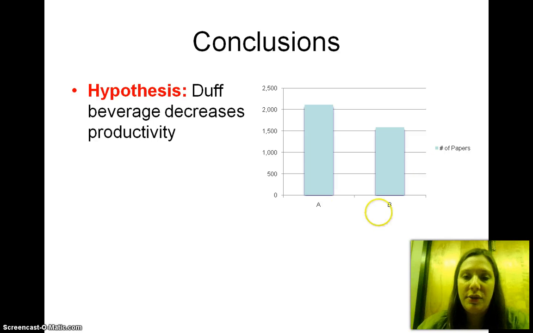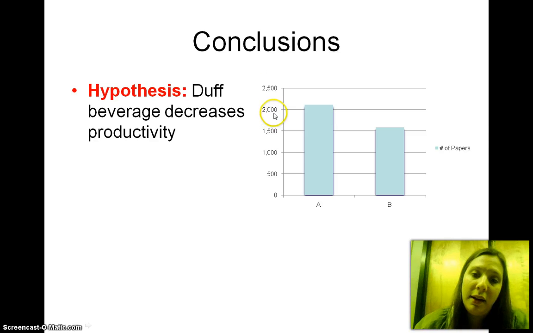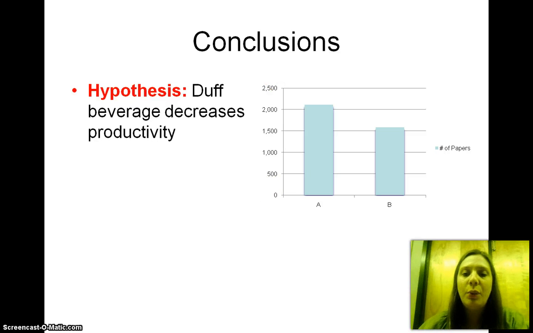Okay, so in this case I chose to use a bar graph, okay, and you can see that on the y-axis here we have the number of papers. So on the y-axis we have the dependent variable, the thing that is measured. And the reason we do that is so that you can just very easily see and visually distinguish whether or not it goes up or it goes down based on the treatment group. Okay. So on the x-axis, then we have the independent variable, either the group that gets the Duff beverage or doesn't get the Duff beverage.